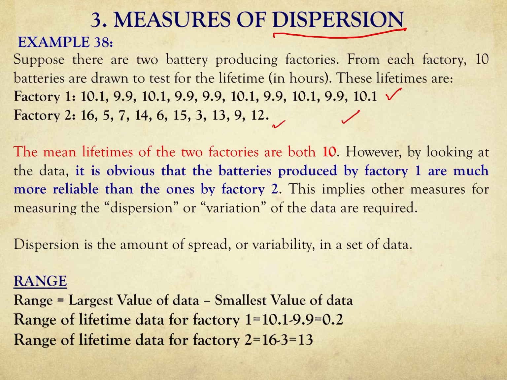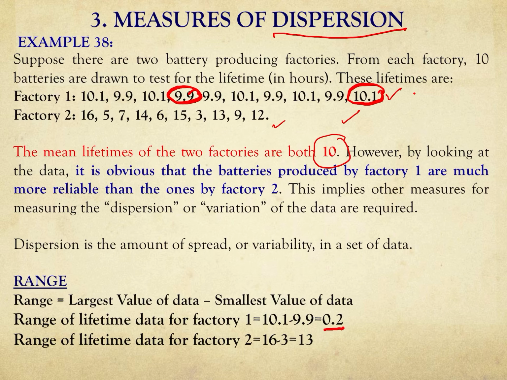If we calculate the average for both, you see the average for both is 10. But that doesn't tell us anything about the quality. That's why we need measures of dispersion. The first measure of dispersion is called range. Range is simply the difference between the largest value and the smallest value. For factory 1, the largest value is 10.1, the smallest value is 9.9. So the range would be 10.1 minus 9.9, which is 0.2.